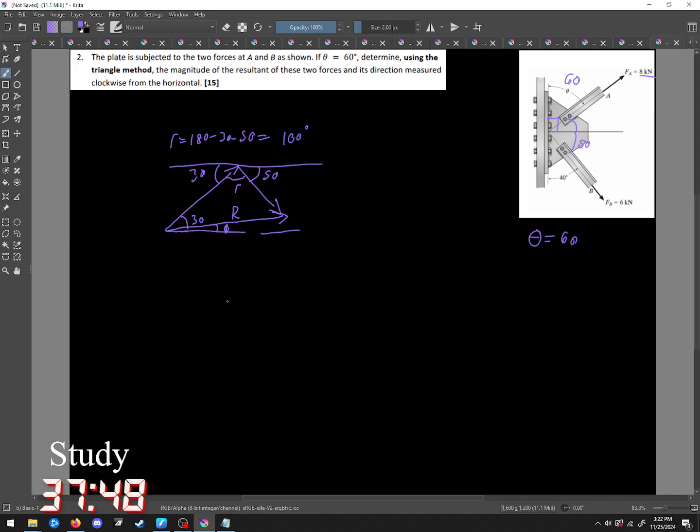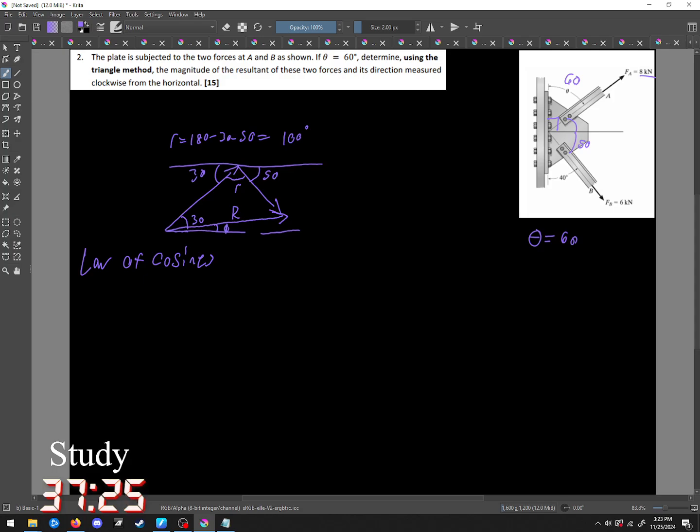From here, we use the law of cosines. Let me quickly pull that up on my secondary computer. Oh, my computer shut off. That's too bad. I can find it quickly here too.